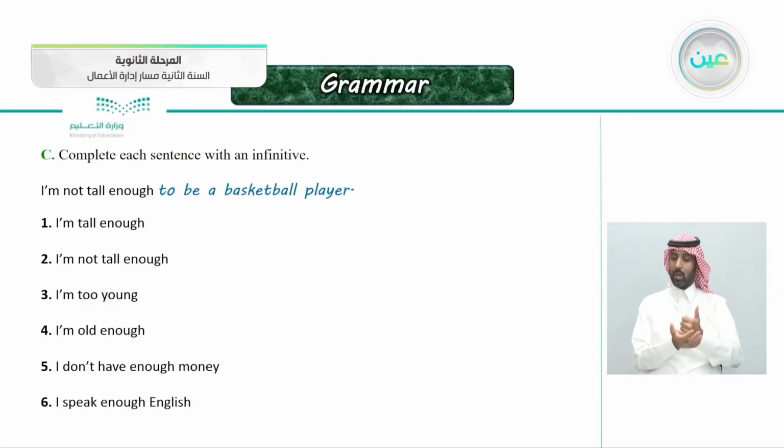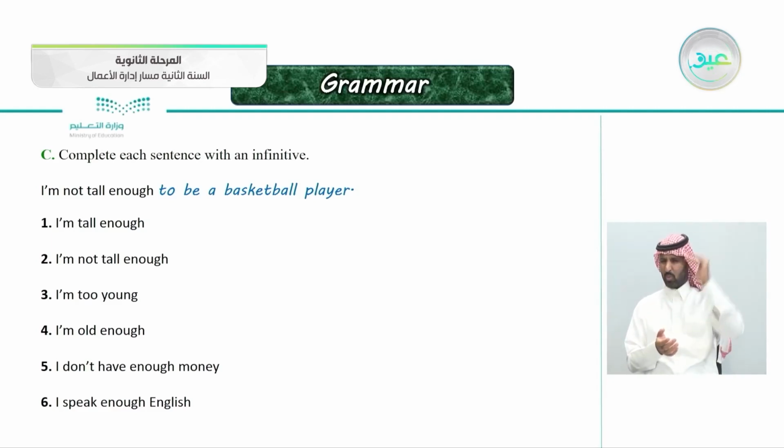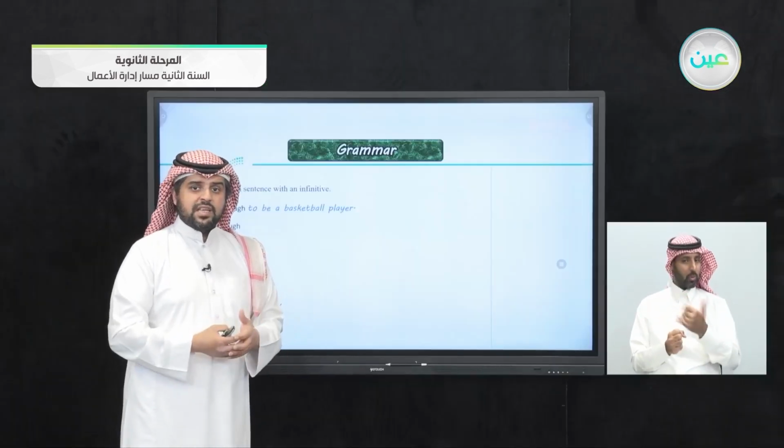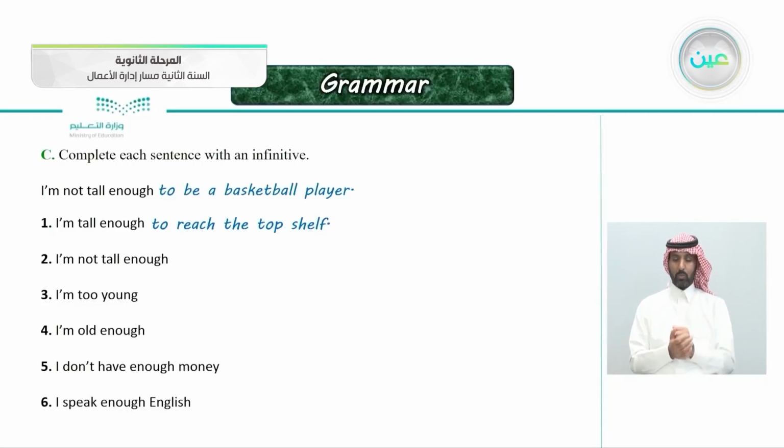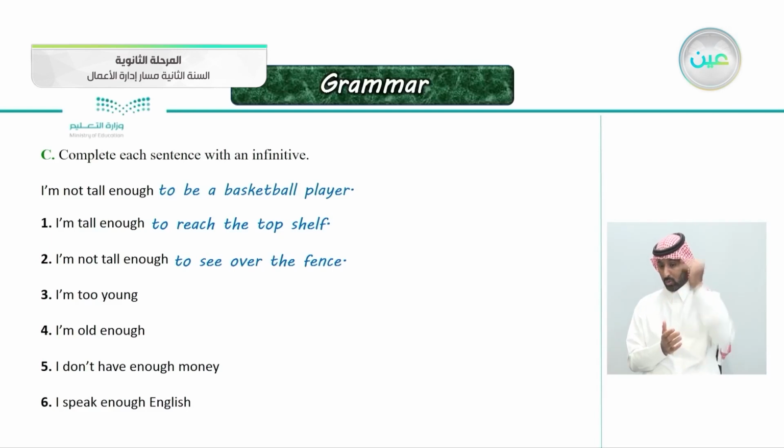I'm not tall enough to be a basketball player. To be a basketball player. I'm tall enough to do what? To do something. You can complete any of these sentences as you like. For example, number 1, I've written, I'm not tall enough to reach the top shelf. Number 2, I'm not tall enough to see over the fence. I can't see over the fence.